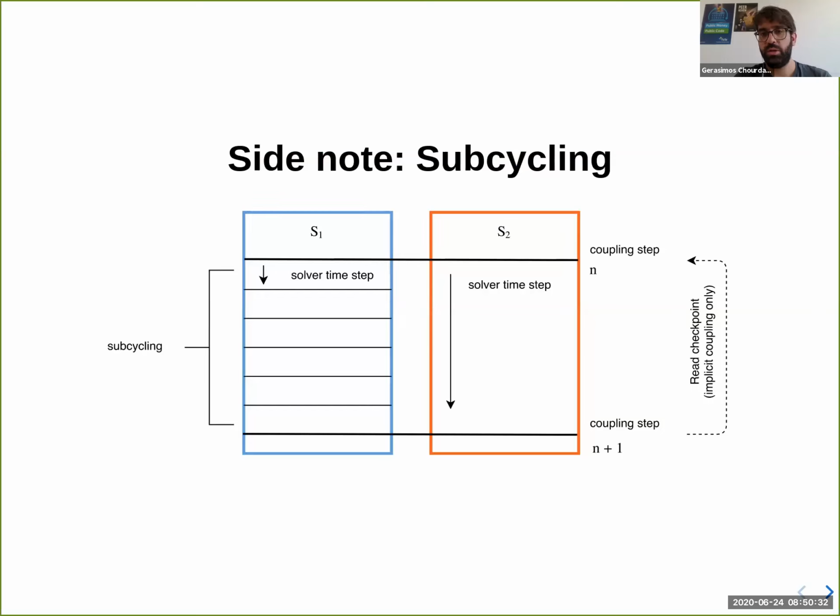Let me clarify two terms here. What I just explained, we refer to as subcycling. So the one solver is doing multiple time steps per coupling time window of preCICE.